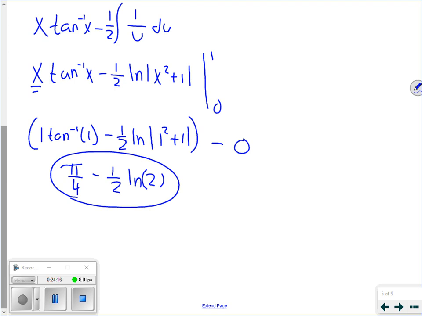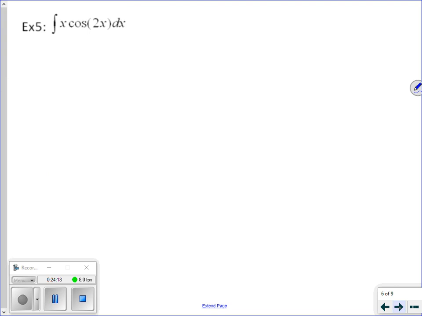I'm going to try to get as many as I can in until we run out of time. How about the integration of x cosine of 2x? All right. Well, we got x, and we got cosine of 2x. They're multiplying together. Think of LIATE when trying to determine what u is.